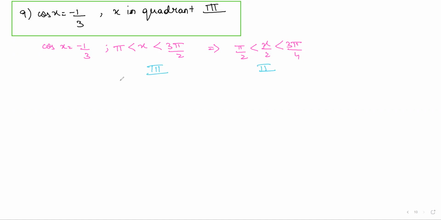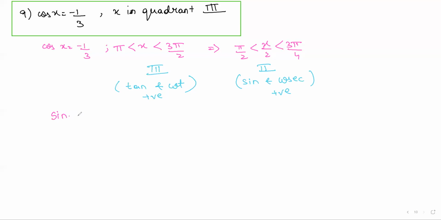Now in the third quadrant we know that tan and cot are positive. And in the second quadrant we know that sine and cosec will be positive. Tan x and cot x are positive, and sin x by 2 and cosec x by 2 are positive. cos x is already given to you, minus 1 by 3, so here you can directly apply the formula.